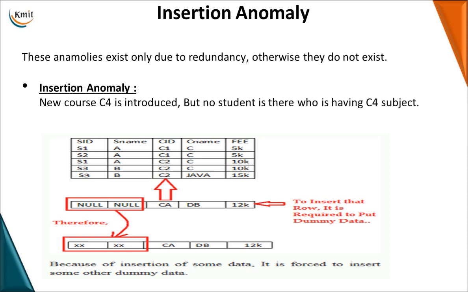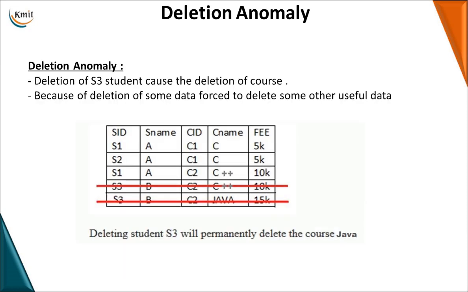Because I cannot insert a course without having students, either I have to wait for the students to come to introduce the new course, or otherwise I have to put dummy values, which will be forceful. So that is an insertion anomaly. Coming to deletion anomalies, sometimes it will so happen that if I have to delete a particular row, some other useful information may be lost. Look at this particular case.